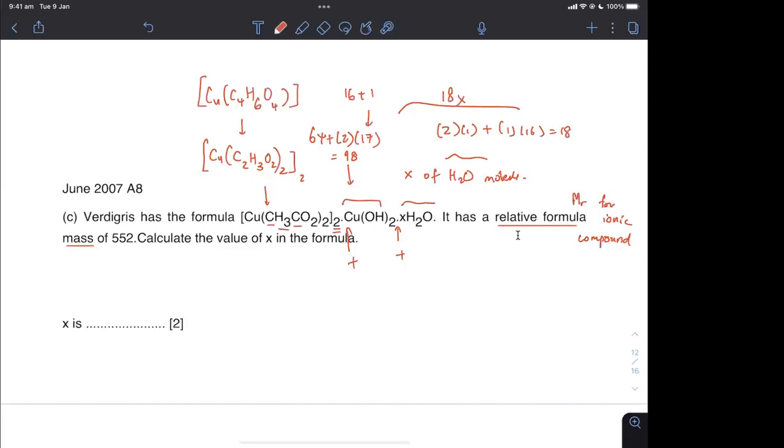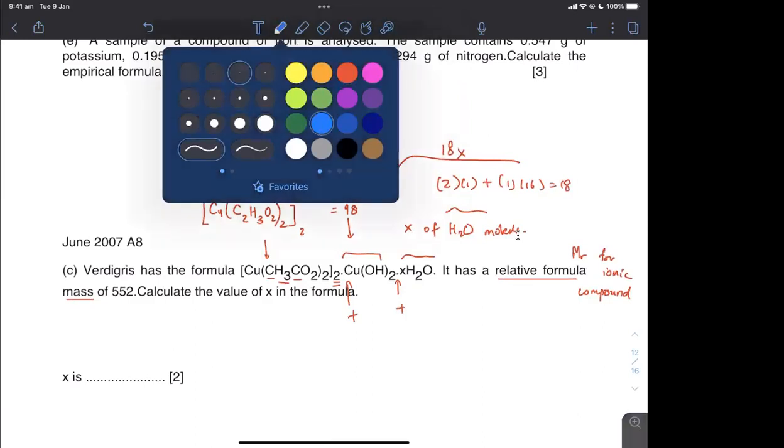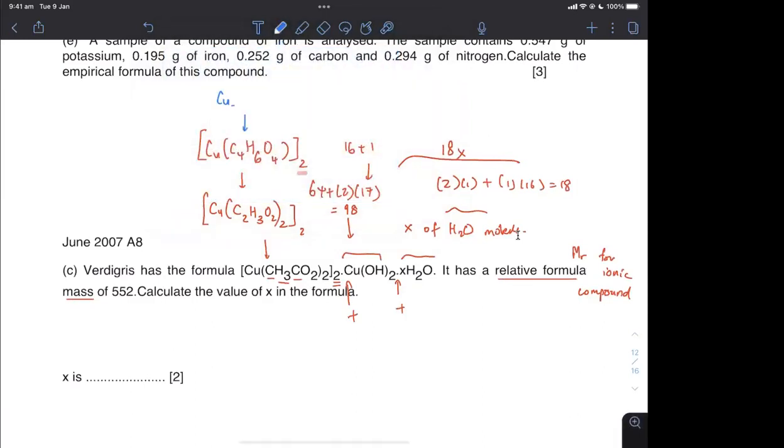And then outside the bracket, there is another 2. So what do I need to do? I can sum up again. I can just total up again. So that means I have 2 copper, and then 4 times 2 is 8, 6 times 2 is 12, 4 times 2 is 8. Now, what I can do is 2 of the copper, 2 times 64, 8 times 12, 12 times 1, 16 times 8. How do you work out Mr?